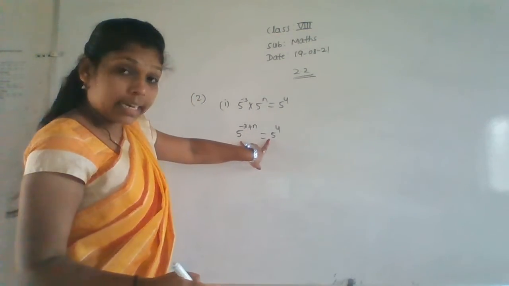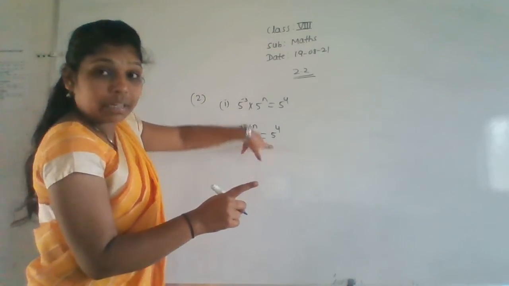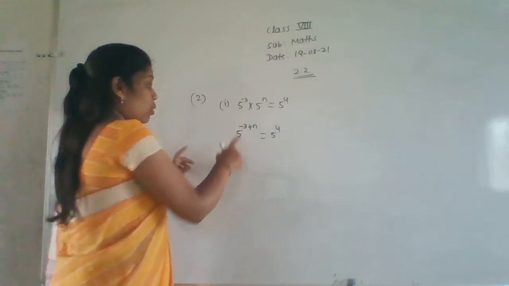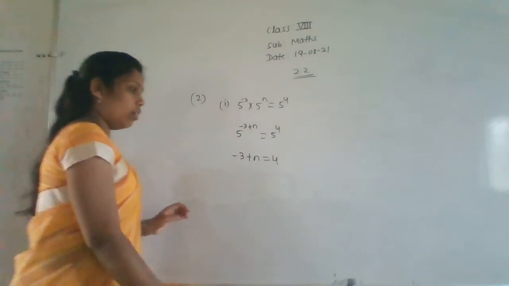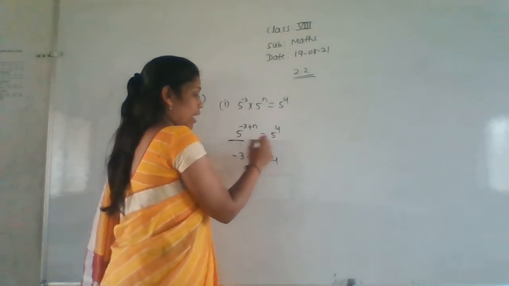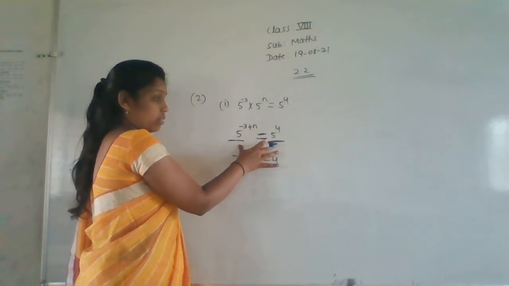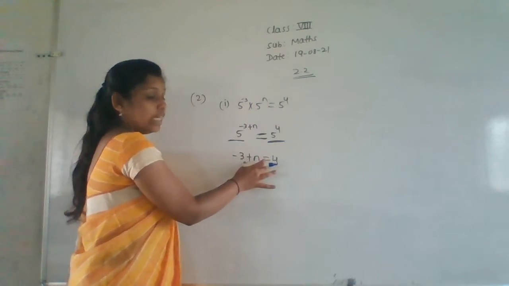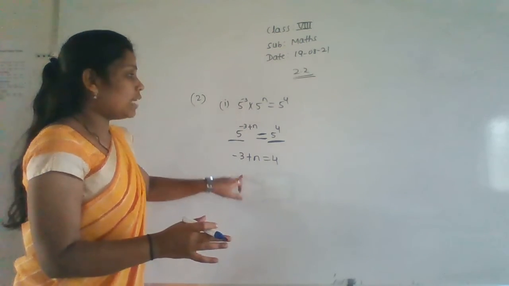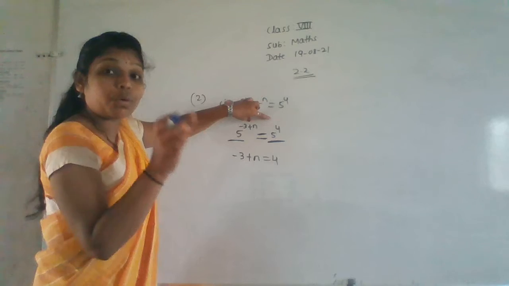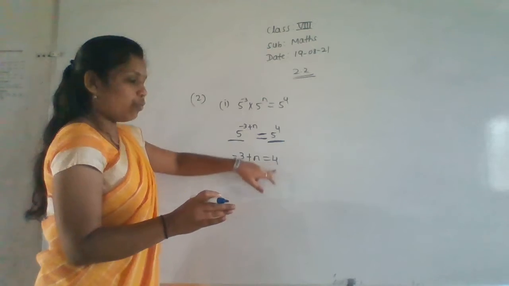Whenever the bases are same, then power must be equal. So we can write minus 3 plus n is equal to 4. Why? Because here also base 5, here also base 5, and we have an equal sign between those two numbers, so the power must be equal. For that reason, equate those two powers. So the first power is minus 3 plus n, that is equal to 4.